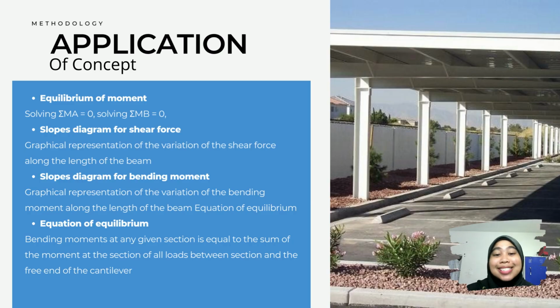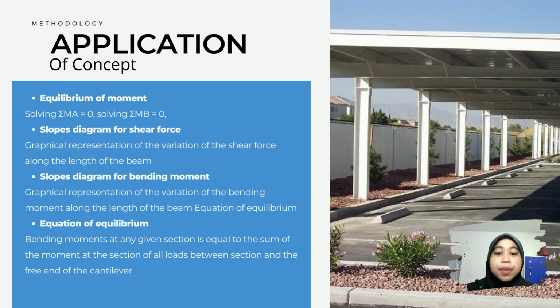Next, the application of concept. The application of moment in a cantilevered beam is by replacing the uniformly distributed load, if there is any, with an equivalent point load and solving the sum of moments about support A, so the reaction at support B can be determined. Then by solving the summation of moments about support B, the reaction at support A can be determined, as the bending moment at any given section is equal to the sum of the moments at the section of all loads between the section and the free end of the cantilever.